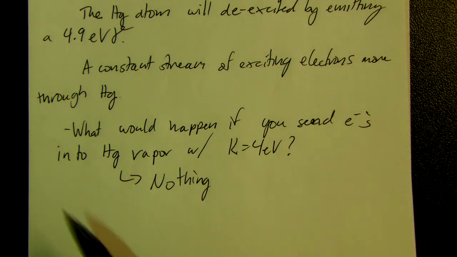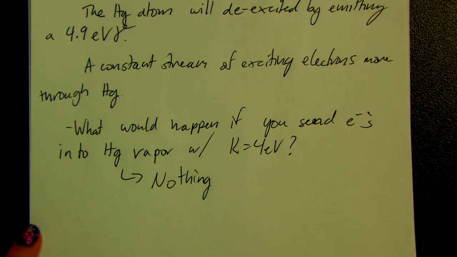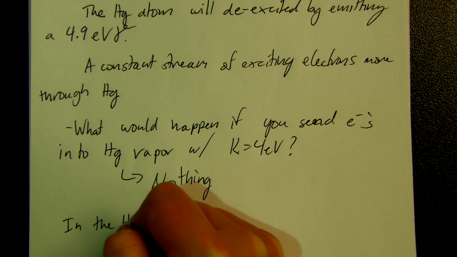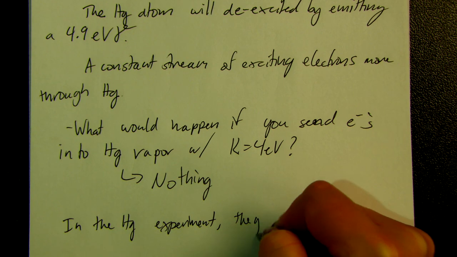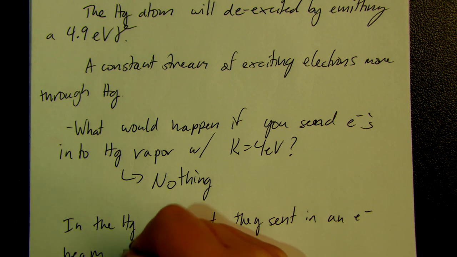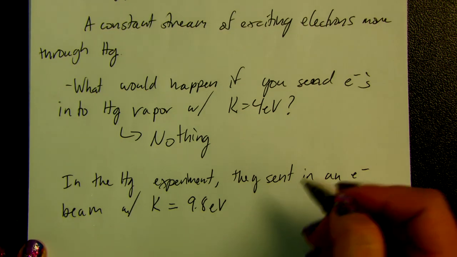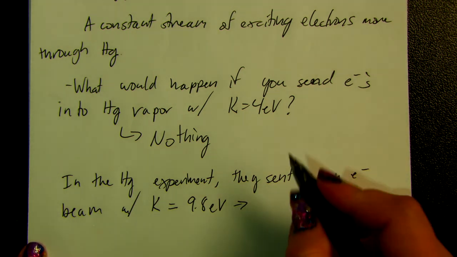By the way, this example of looking at mercury excitation through collision is how they determined the energy levels of mercury. So in the mercury experiment, they sent in an electron beam with a kinetic energy of 9.8 eV. And what they found is there was enough energy for each electron to excite 2 Hg atoms.